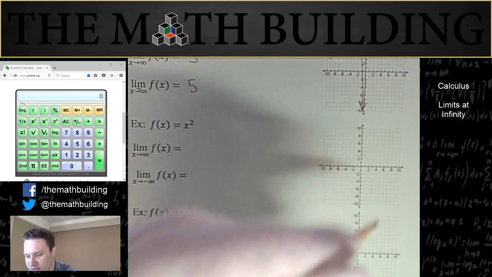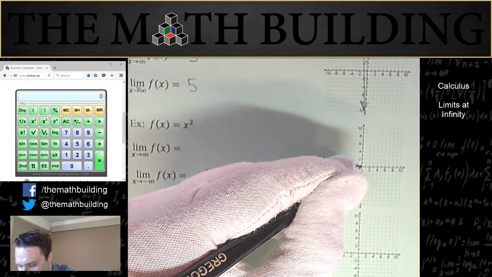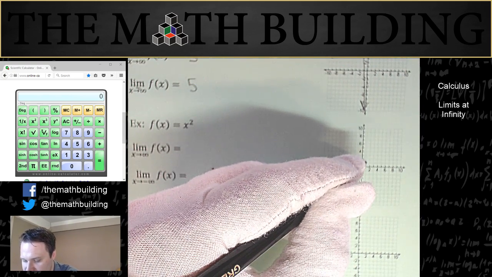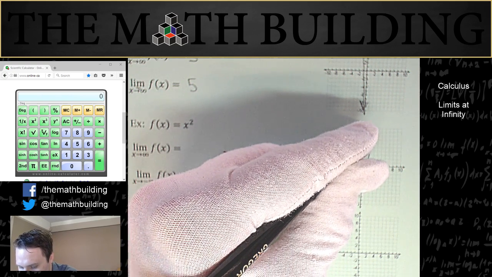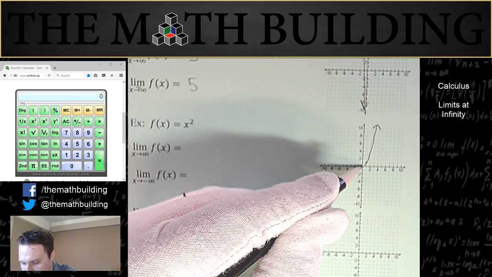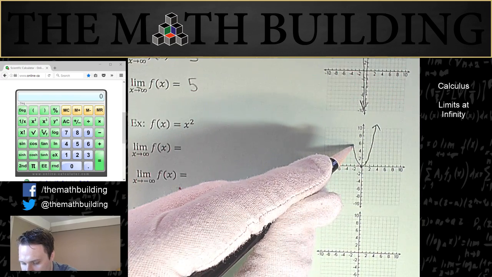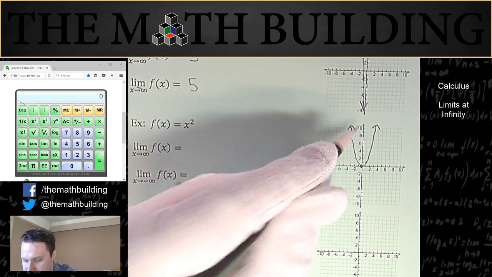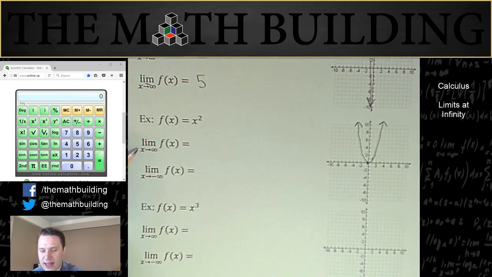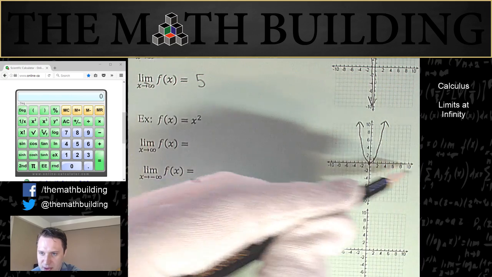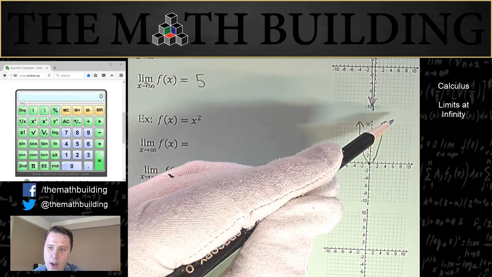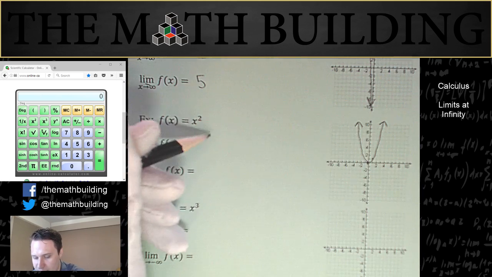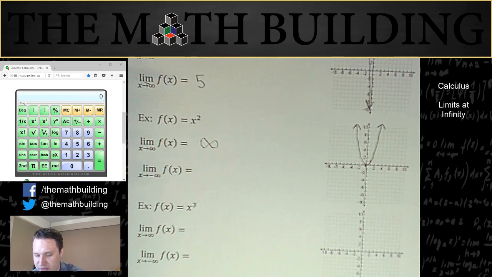Hopefully you know what the graph of x squared looks like. If it's just y equals x squared, we have a (0, 0) vertex, and then it's up 1, 4, 9, and so on. And same over here, up 1, 4, 9, and so on. So what's the limit as x goes to infinity? Well, as x goes to infinity, you can see that it's going to go up forever. It's going to keep going up and up and up. So that limit is equal to infinity.